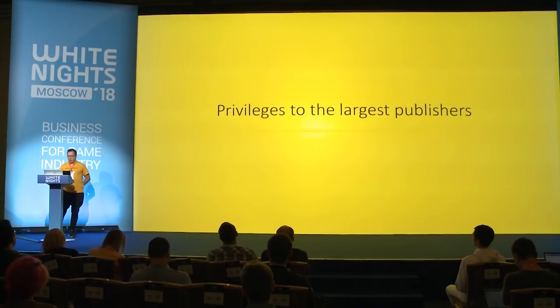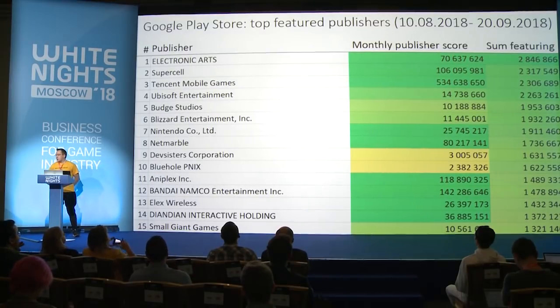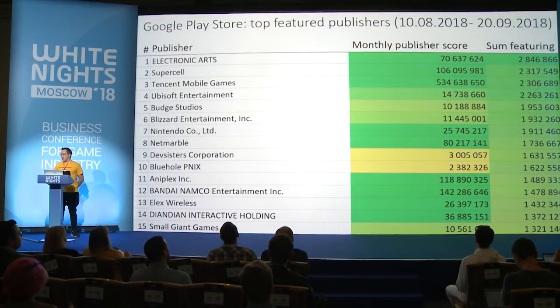So to cut it short, for Google it's definitely so. In the publisher score column, you see what we call publisher score. It's an average monthly sum of revenue in US dollars and downloads. So in 2018, Electronic Arts, on average, had a sum of 70 million US dollars in revenue.